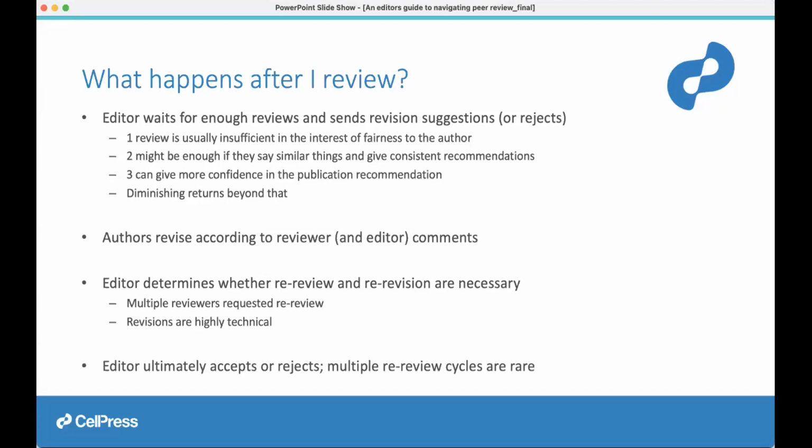Ultimately, the editor is going to either accept or reject. I'll say that multiple re-review cycles are rare, so you're probably not going to get into a re-review situation. It might be that your paper is accepted at round 4 revision, but the last two rounds are technical things that comply with journal requirements and formatting and things like that. Really, the reviewers are realistically going to see this paper once, usually twice, probably not more than that.